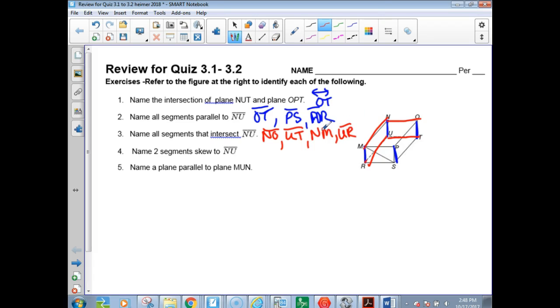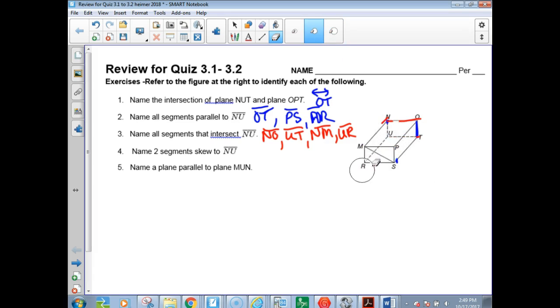Now, I would agree that you could make more of them, but we're only talking about the ones that are in the picture. So you could literally go from N to P, couldn't you? Across the top, if that was a solid box. But I'm not asking you to name every single possibility, just the ones that are in the picture.